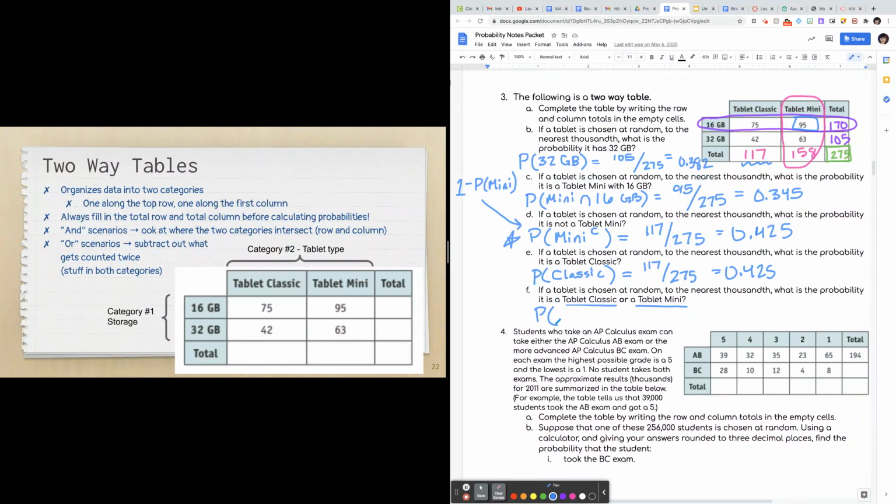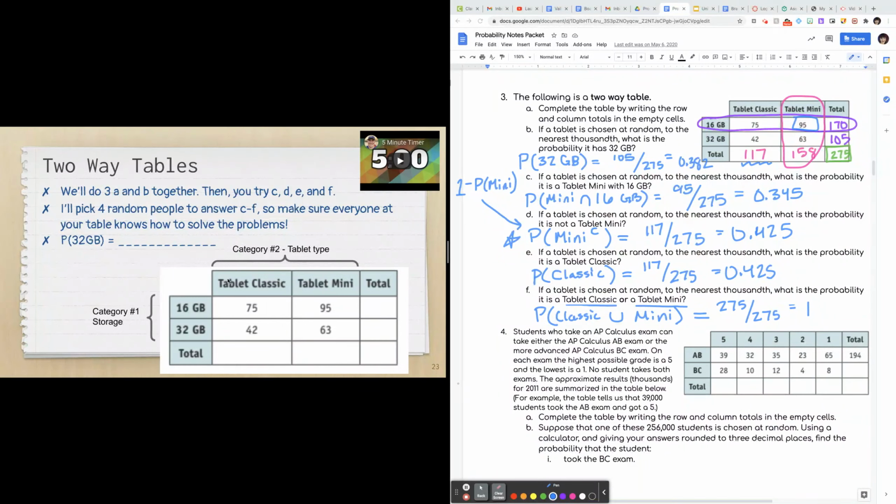But classic and mini are my only options, right? So if I wanted to find the probability that I get a classic or that I get a mini tablet, those are my only two types of tablets. Those are my only two options, right? So that would end up being 1, or 100%, because all of my tablets are either a classic or a mini, one or the other, which is 1 or 100%. Okay?